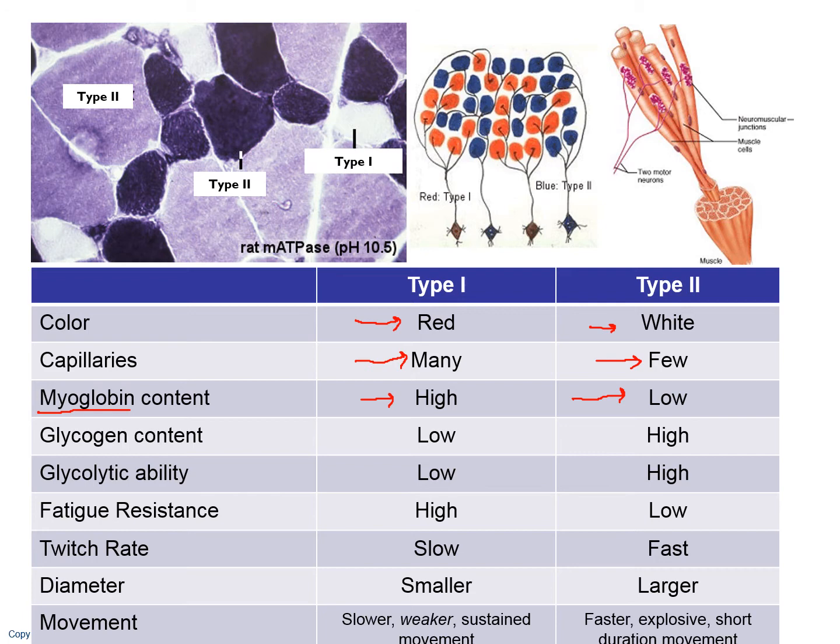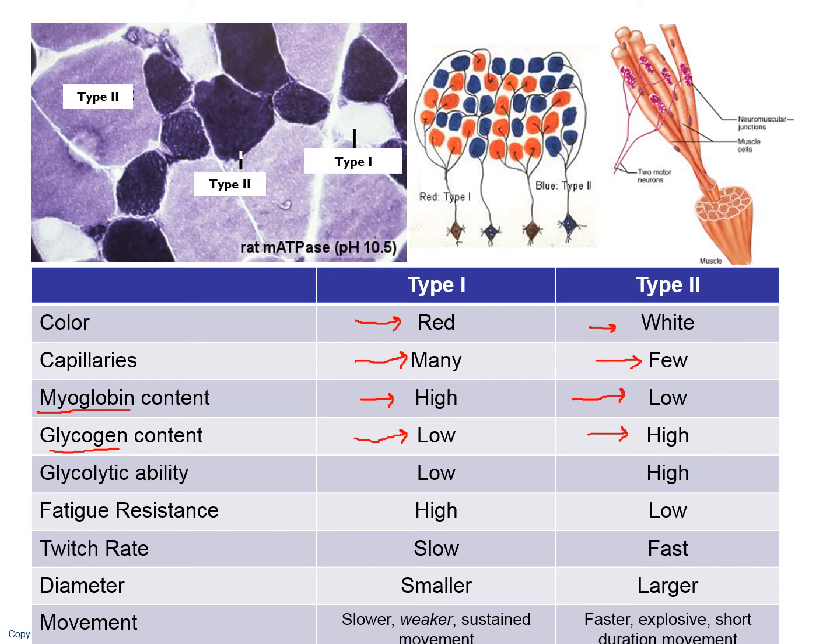Glycogen is a storage form of glucose. Since type 1 fibers are very efficient at converting glucose into ATP, and they have many capillaries that can bring glucose to the cell, they don't need to have a lot of glycogen in them, so their content will be very low. Type 2 fibers, on the other hand, are not efficient at converting glucose into ATP, and they have fewer capillaries bringing them nutrients like glucose. So this means that these cells will need to store high amounts of glycogen in them.